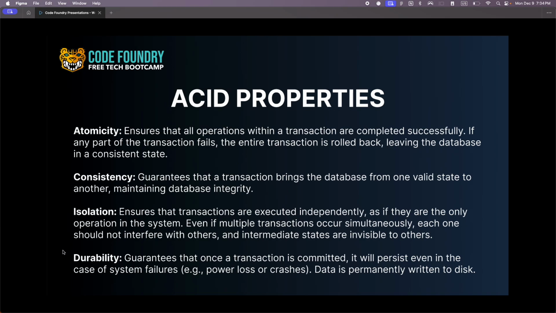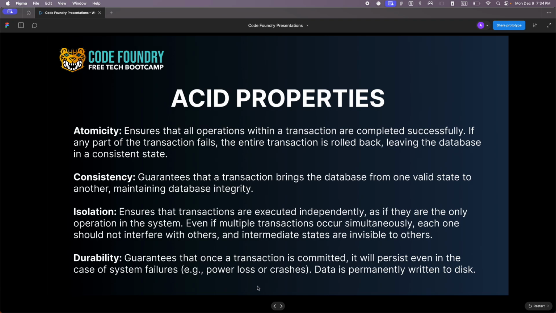And then finally, durability, which is guaranteeing that once a transaction is committed, it will persist for the entirety of the database. Because say that instance of the database dies, well, you want the database as a whole to be updated so that you can create another instance off of that database, and then be able to have the same state as it was before it died.